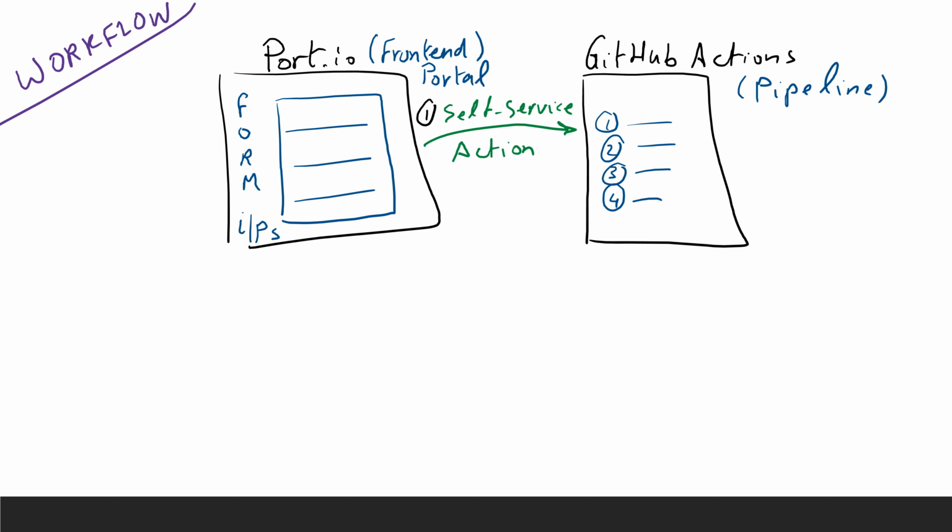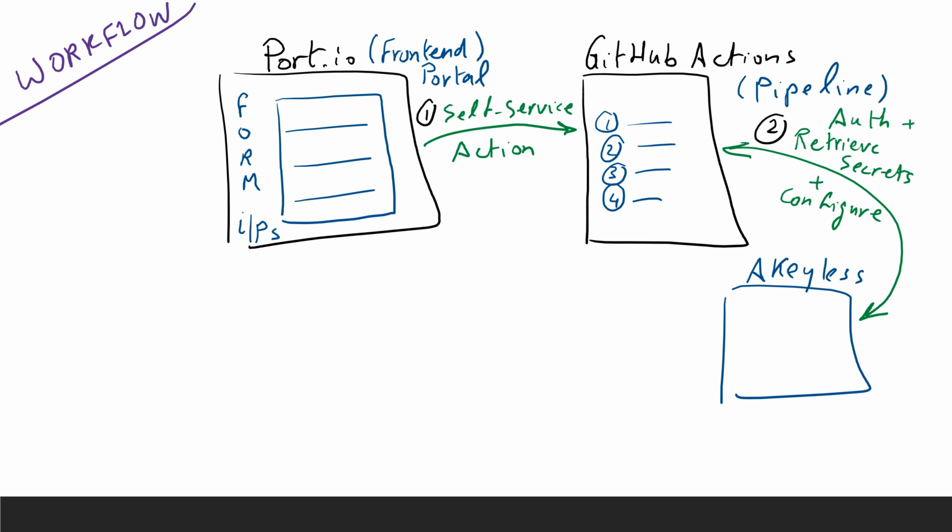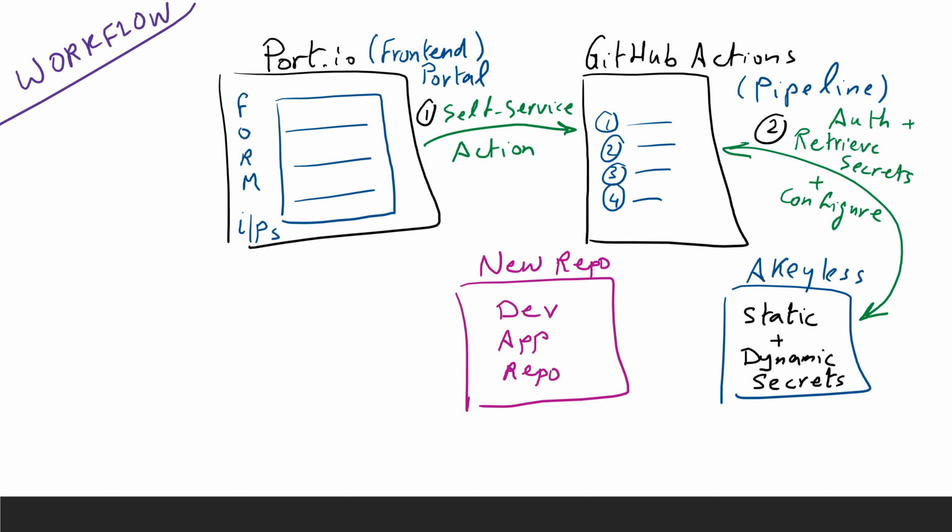Now, the GitHub Actions pipeline will go step by step to create what we assigned it to create. So some of those tasks will be to authenticate and retrieve secrets from Akeyless and also to configure Akeyless. Ultimately, we want to store some static secrets and dynamic secrets in Akeyless that we'll want to use with our application. And then what will happen is the Actions pipeline will create a new repository for our developers to start to work on their application.